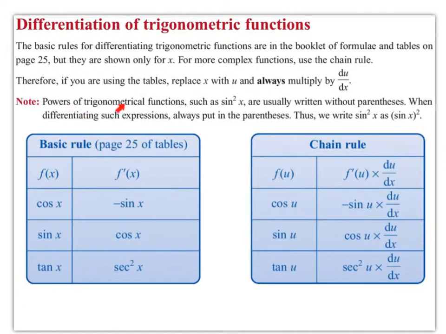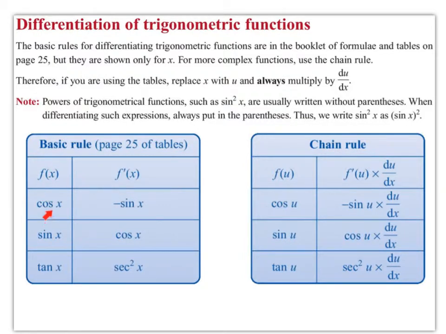Note, powers of trigonometrical functions such as sine squared x are usually written without parentheses. When differentiating such expressions, always put in the parentheses. Thus, we write sine squared x as (sine x) squared. So basically just add in brackets. So these are the rules on page 25.